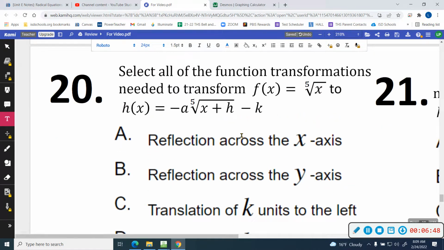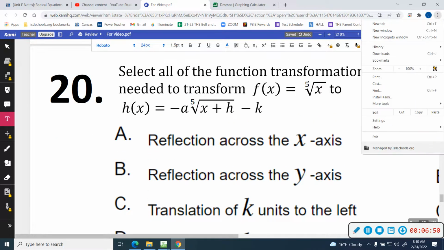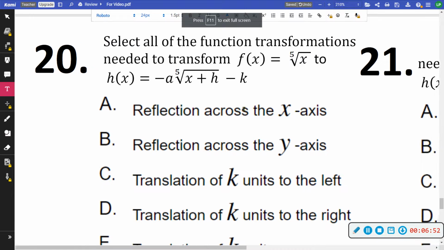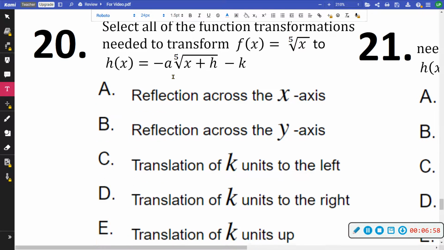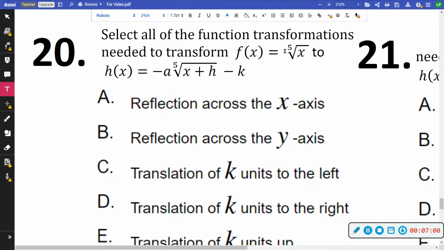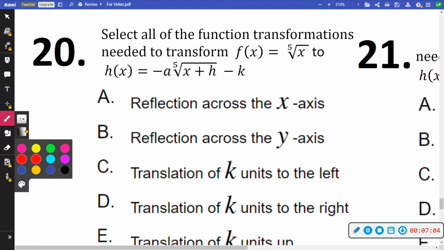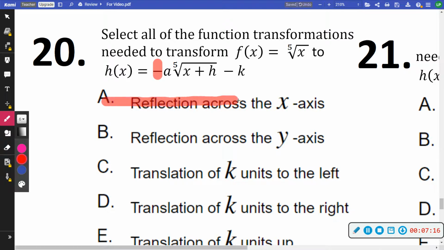Alright, number 20. Number 20 is not too bad. Select all of the function transformations needed to transform this into this. Okay, so we're starting with the 5th root of x. And the first thing I see is that we have a negative. And so what does the negative do? When the negative's on the outside, that reflects it over the x-axis.